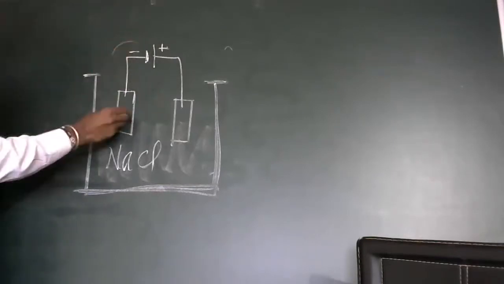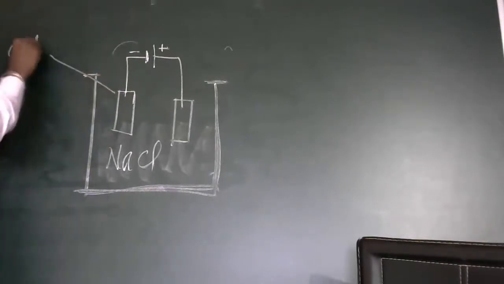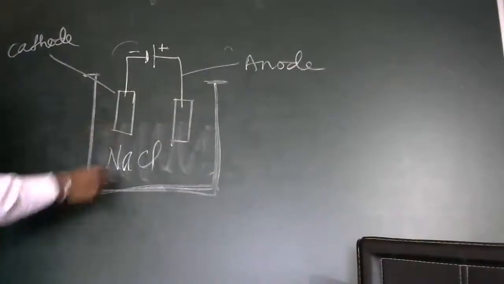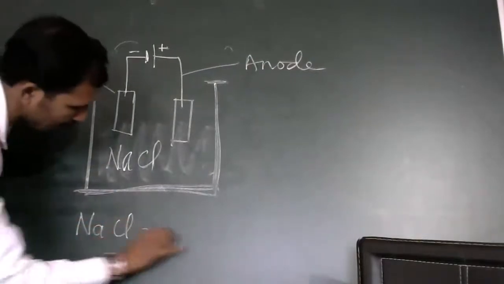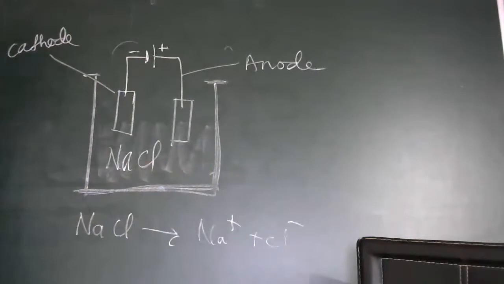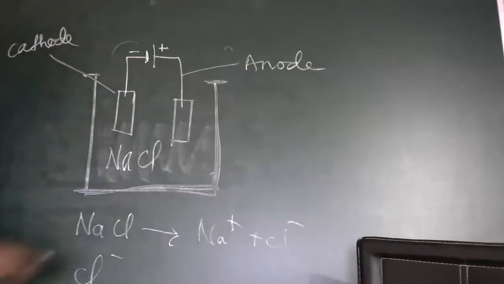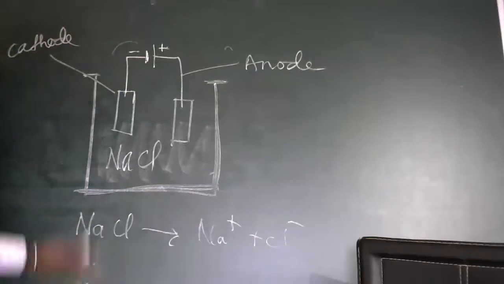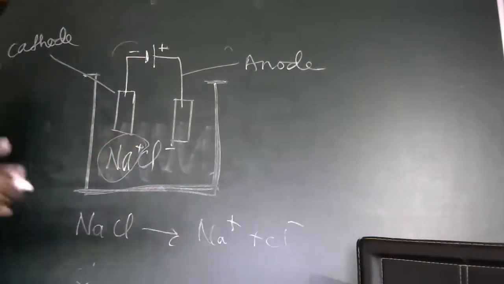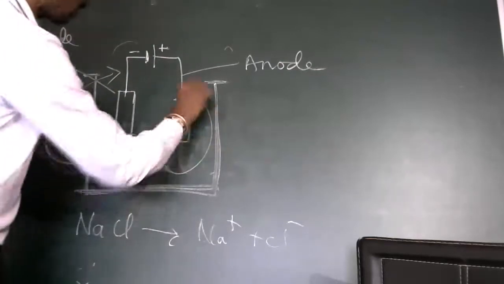The electrode which is connected to the negative terminal of the battery is called the cathode. This one we call the anode. During this reaction, NaCl breaks up into Na+ and Cl-. This is minus, this is plus. Na+ is a cation. The cation moves towards the cathode, and the anion moves towards the anode.